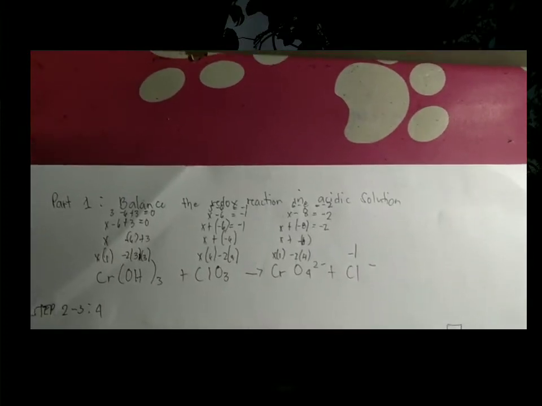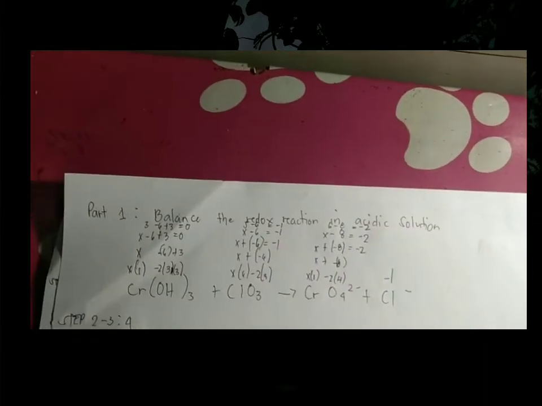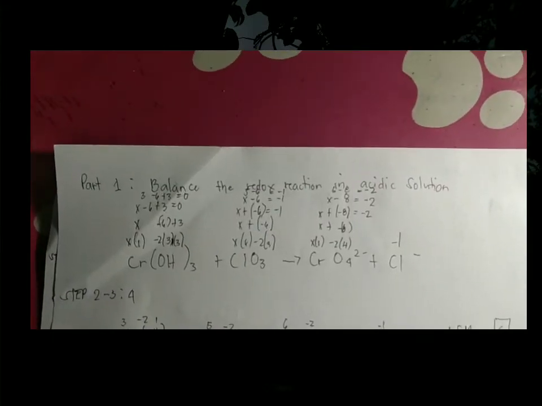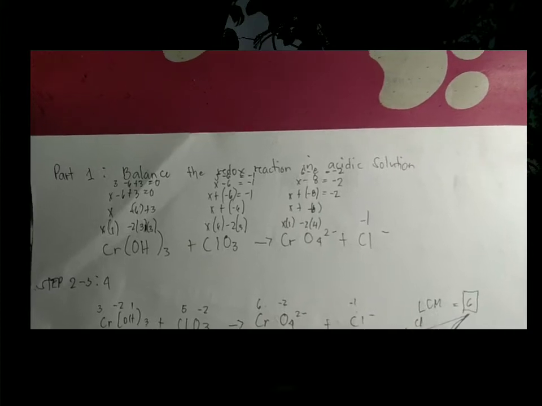This is the balance reaction in part 1, which is to balance the redox reaction in acidic solution. So we have chromium hydroxide, Cr(OH)3, plus chlorine oxide, ClO3, becomes chromium oxide, CrO4 2 negative, plus chlorine ion.